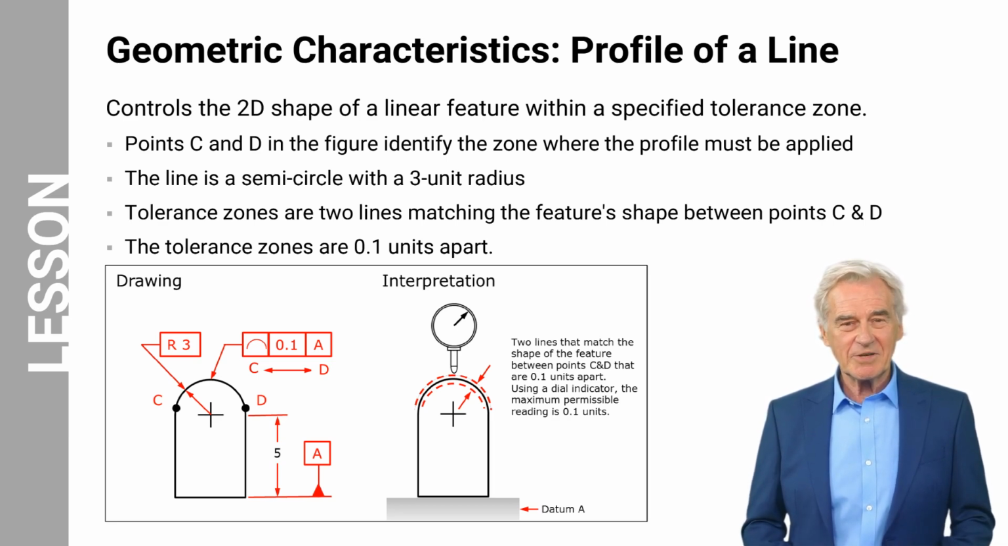The figure here shows a simple tolerance profile of a line applied to a feature of the part. 2 points, C and D, are identified as the zone to which the profile must be applied. In this case, the line is a semicircle with a radius of 3 units. The tolerance zones are two lines that match the shape of the feature between points C and D that are of the size tolerance, 0.1 units apart.